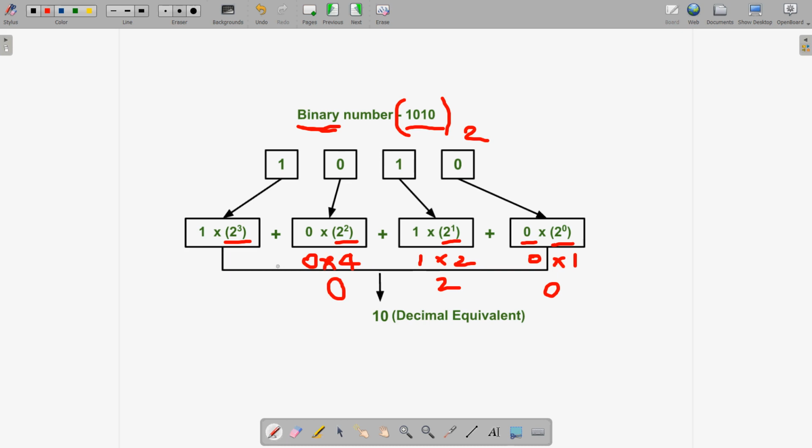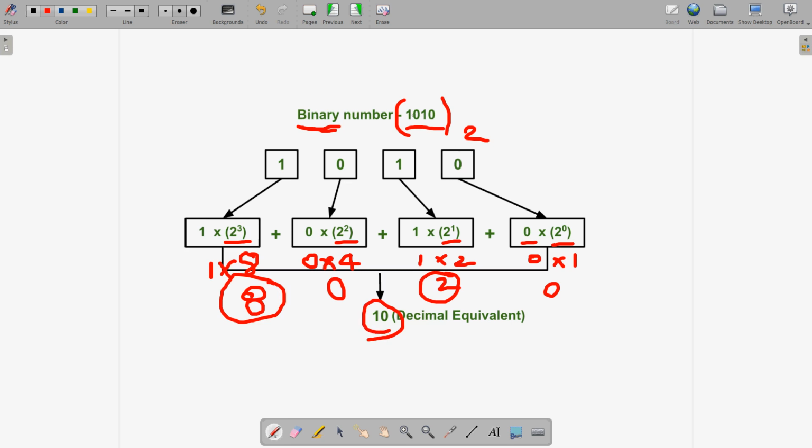Then the next is 2 to the power 3, that is 8. 8 multiplied by 1 will be 8. So here the value is 8. So what we have to do, we are adding all these numbers. So 8, and all of these are 0, 1 is 2. So 8 plus 2, we are adding this 8 plus 2, and 8 plus 2 is what? The answer is 10. Clear?